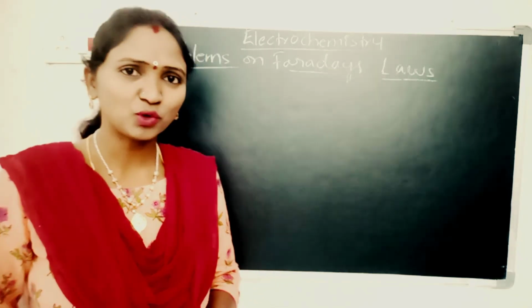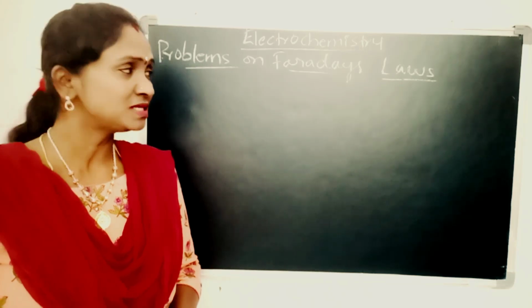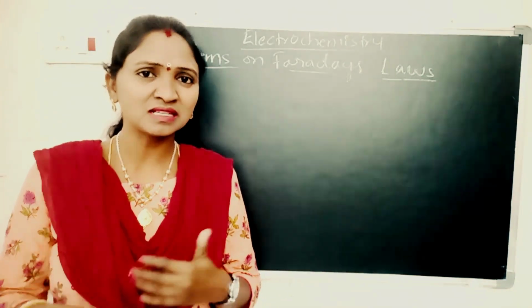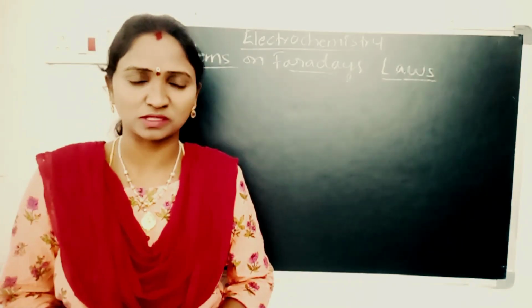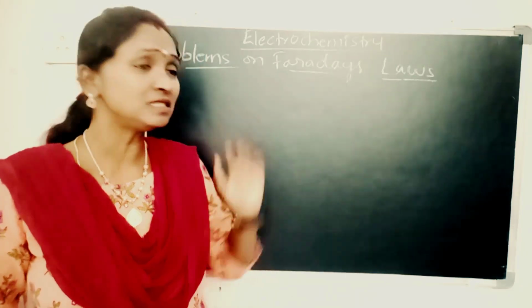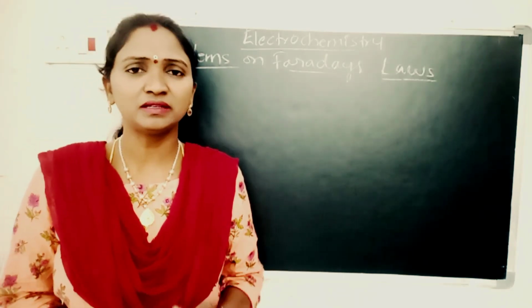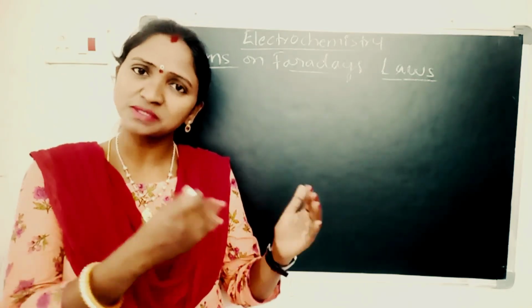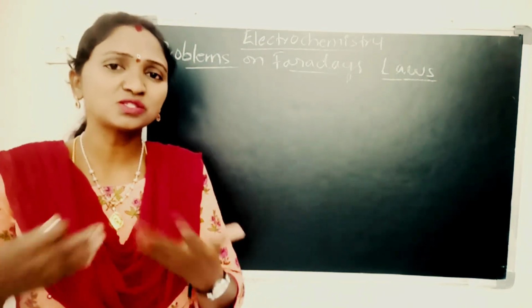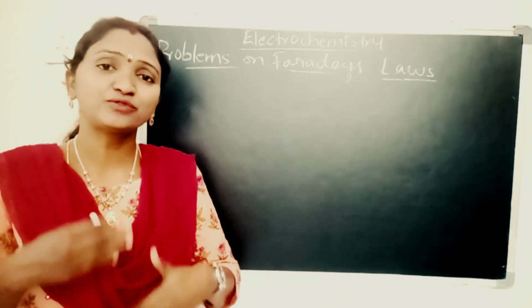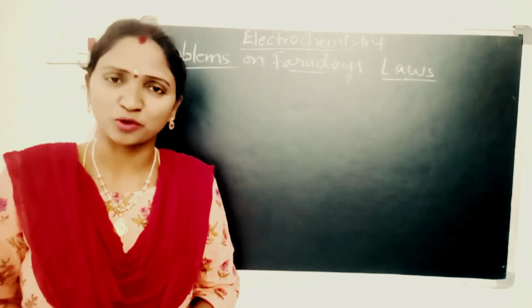Today I am going to explain the problems on Faraday's Laws of Electrolysis. What type of problems appear in Faraday's Laws of Electrolysis? What are the formulas that are used to calculate the problems? Here, Faraday's laws are about how much amount of substance is deposited, how much quantity of electricity is passed, and what time the substance will be deposited.